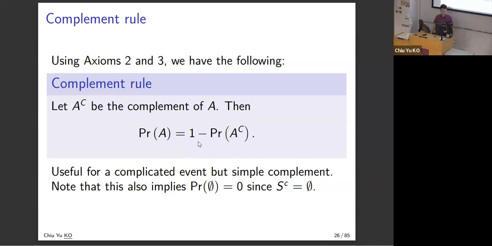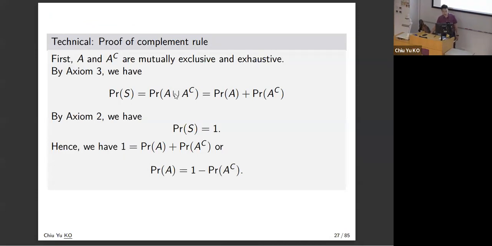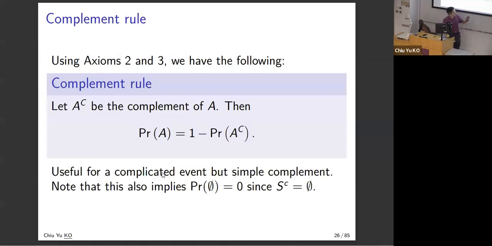The proof is very simple. Axiom 3 tells you S is A union A complement, and they're mutually exclusive, which is why they add together. Of course, we don't care about the proof, but I'll tell you the example and you will see how it works. And probably you ask why we do that.